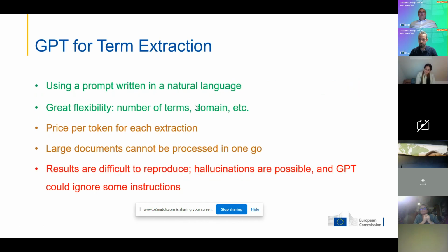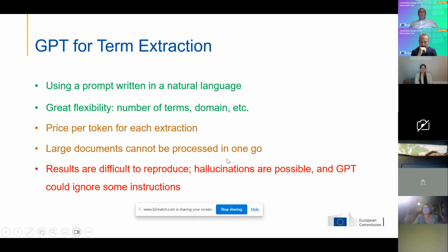So let's see what we can consider as advantages and disadvantages of using GPT, a large language model, for term extraction. Of course, the clear advantage is that you can use a prompt written in natural language, which is much easier than coding in Python, for example, or any other programming language. It's very flexible, of course. We can specify the number of terms we want to extract, the domain, etc. We can give any instructions we want to the GPT.